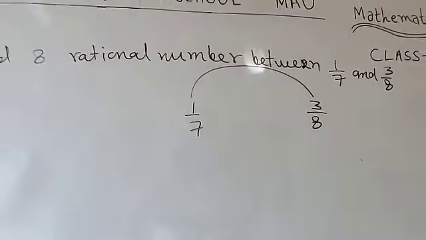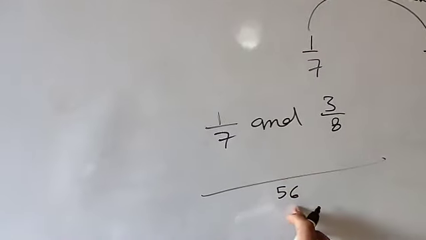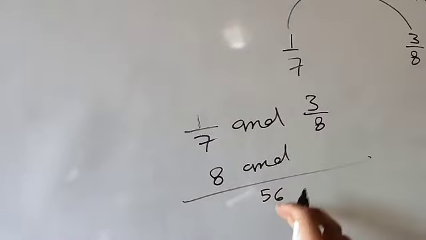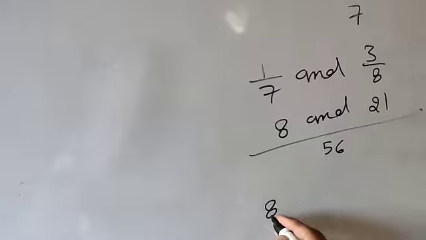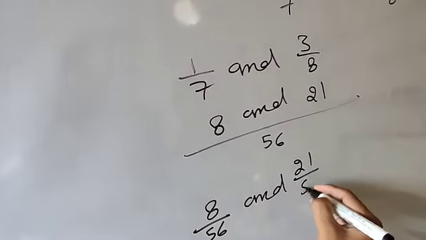First you need to equalize the denominators of both numbers. Here the denominator is 7, here the denominator is 8. So you need to equalize the denominator. So take the LCM of 8 and 7, that will be 56. 7 times 8 is 56 and 8 times 1 is 8, and 8 times 7 is 56, 7 times 3 is 21. So this can be written as 8 upon 56 and 21 upon 56.